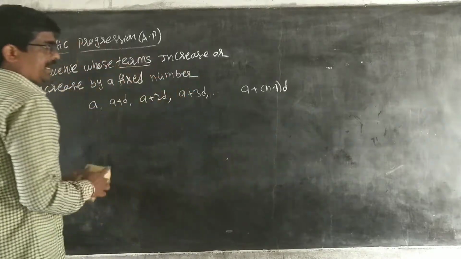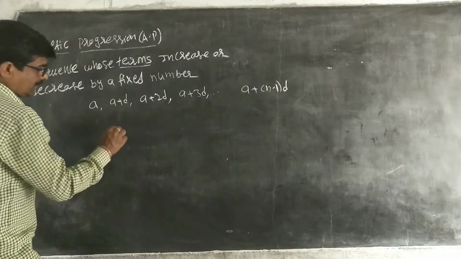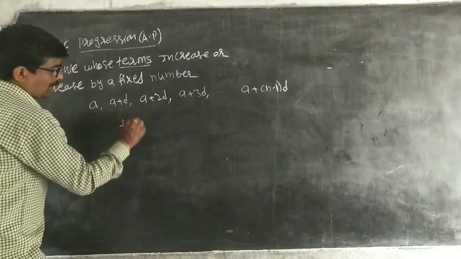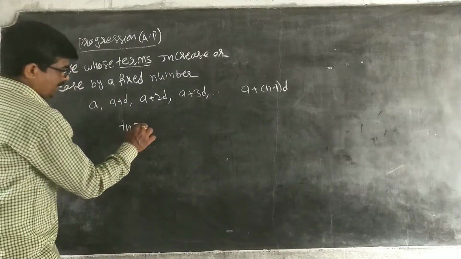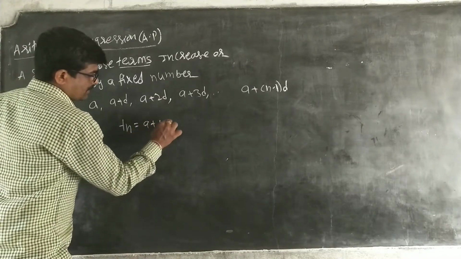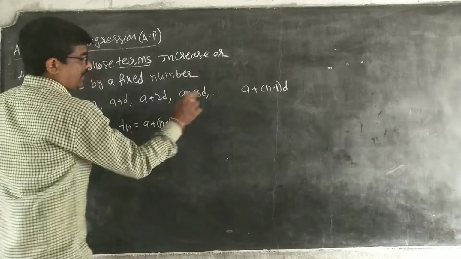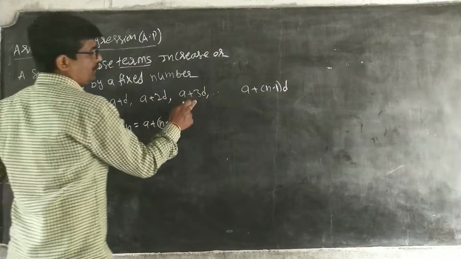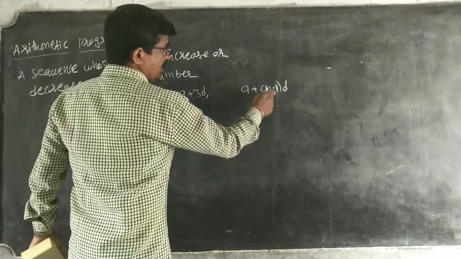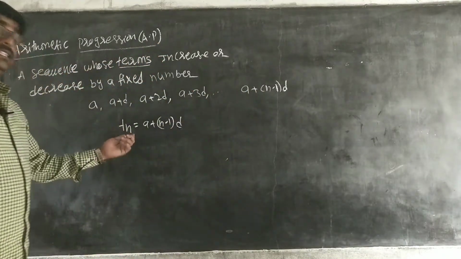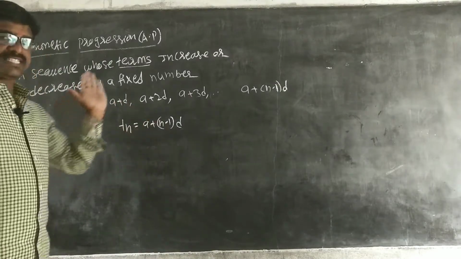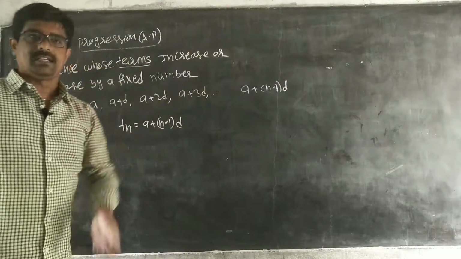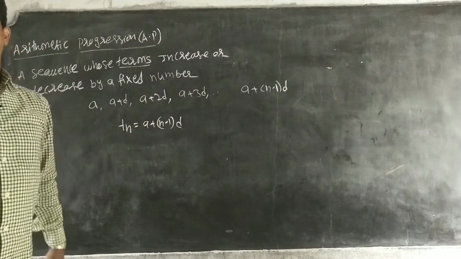In general we are writing Tn, the nth term in a sequence. If you want the nth term, it is A plus n minus 1 into D. Already we see here T1, T2, T3, T4 up to Tn. N means n minus 1 only. This is called the nth term. Some of it is given as one series. Find the nth term. At that time we are using this principle.